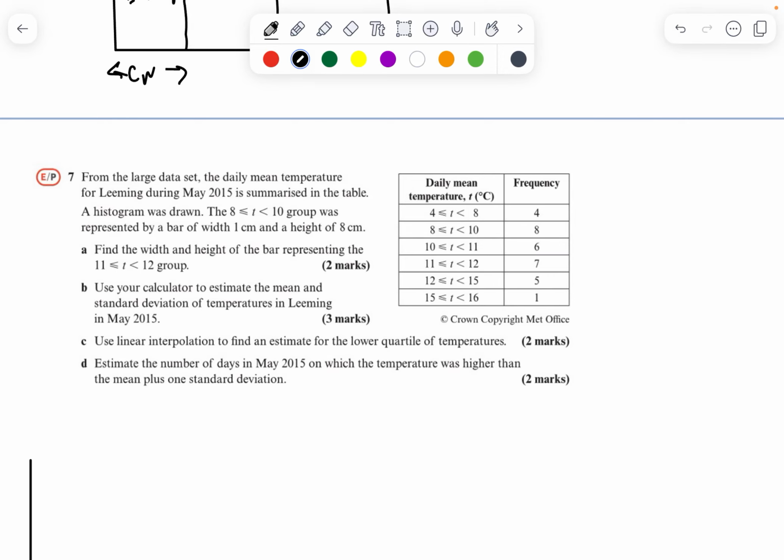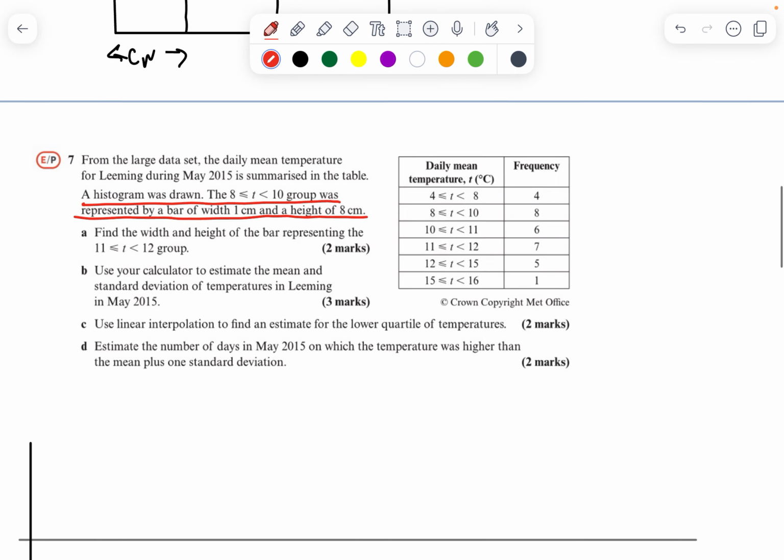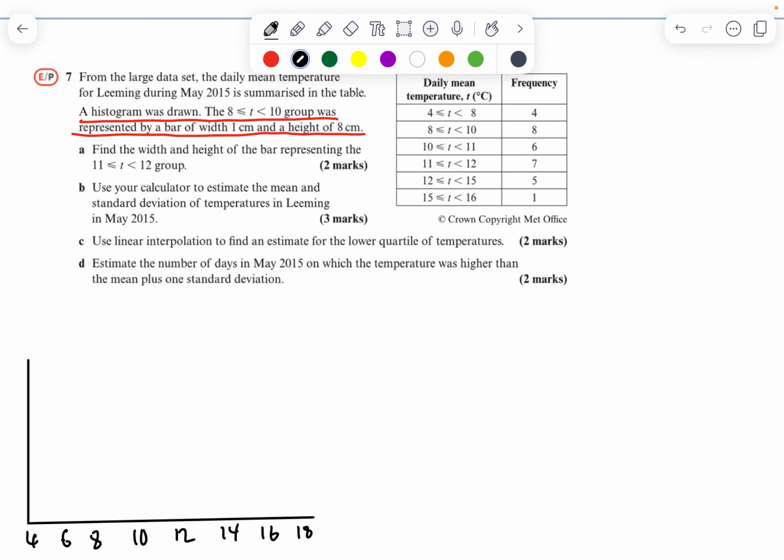Okay, here's a histograms question, but it covers pretty much the whole topic of displaying data. So we've got temperatures on days from the large data set, and it tells us that when a histogram is drawn for the 8 to 10 group, it's represented by a bar with width of 1 and a height of 8. Right, so let's draw up. So 10 to 12.